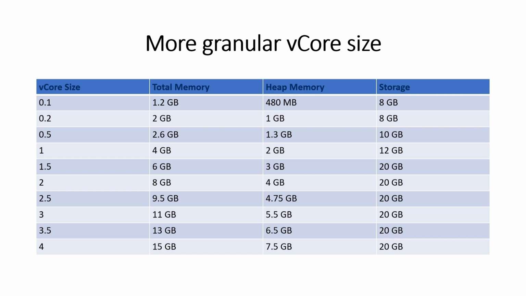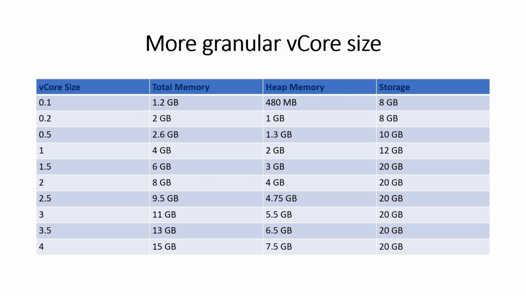So after 0.1, 0.2, we can assign 0.5. And after 1 vCore, we can assign 1.5, we can assign 2.5, we can assign 3.5 as well. In CloudHub 2.0, corresponding to vCore, the total memory is a little more. Like in 0.1 vCore, in CloudHub 1.0, total memory is 1 GB, but in CloudHub 2.0, it's 1.2 GB. Here in CloudHub 2.0, we have more flexibility when we are assigning vCore size.